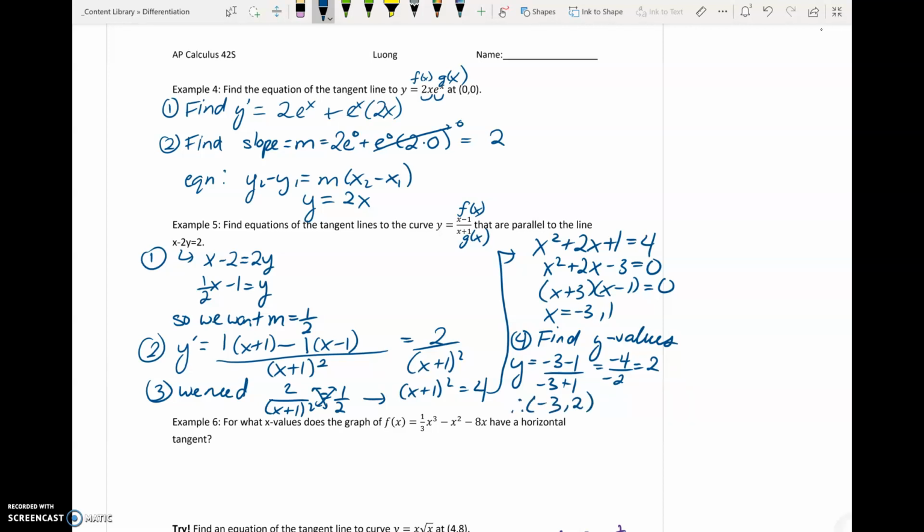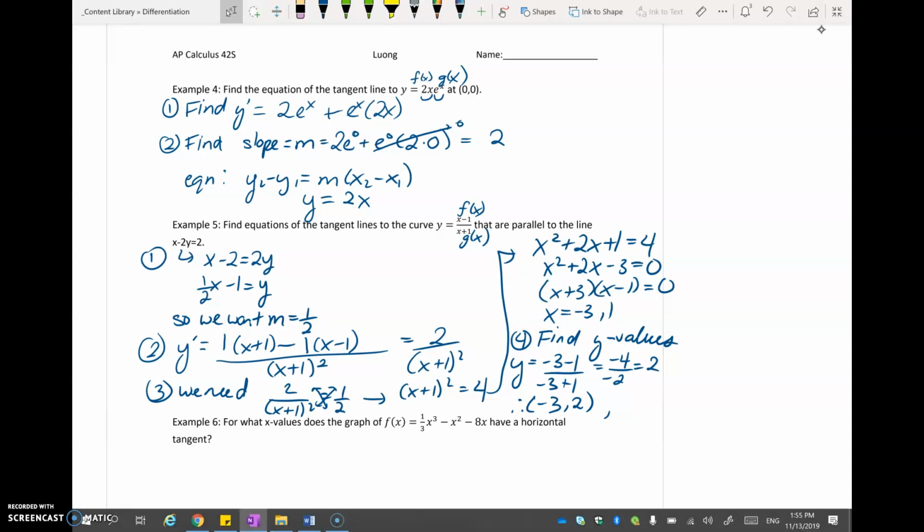And then you can solve for the other one, which is going to be 1, 0. Again, you can just plug the 1 back into the original equation because 1 minus 1 is 0. You already have 0 in the denominator, so then overall your y value will be 0.